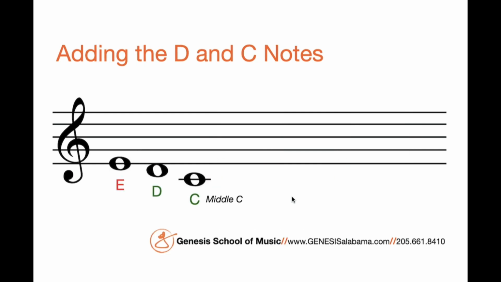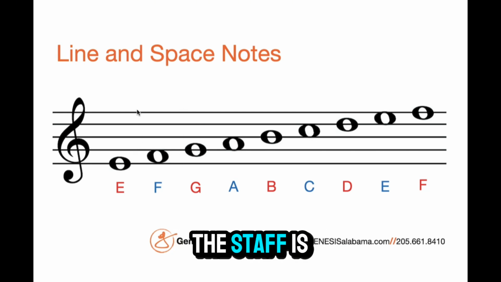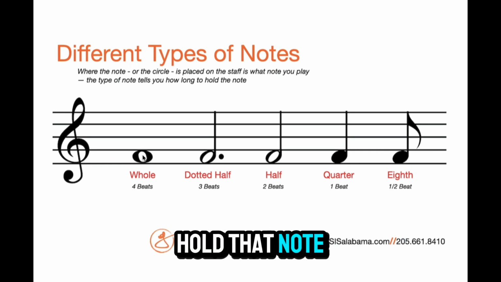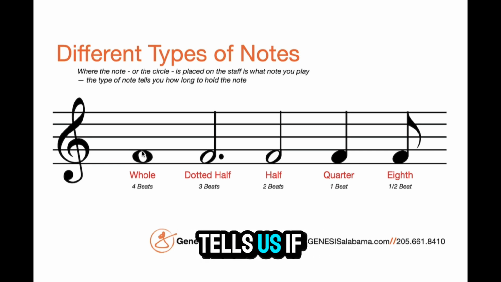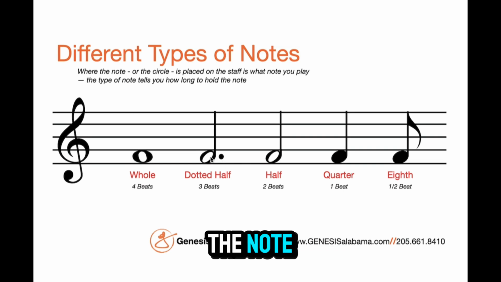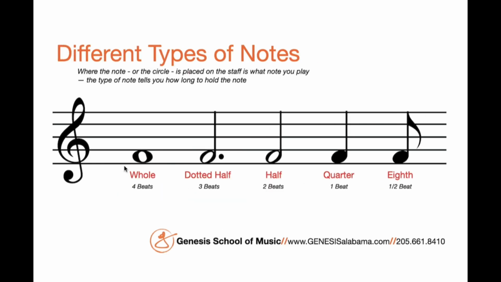Let's go back for a second. If we look at the notes here on the staff, where the note is placed on the staff is what note you play. How the note looks is how long you hold that note. So the shape of the note tells us if it's a whole note, a dotted half, a quarter, or an eighth note. Always look at the shape of the note, but when you want to know what that note is, you have to look at the placement of the note. Hopefully that makes sense. So this note right here, for example, a quarter note is a real common note.